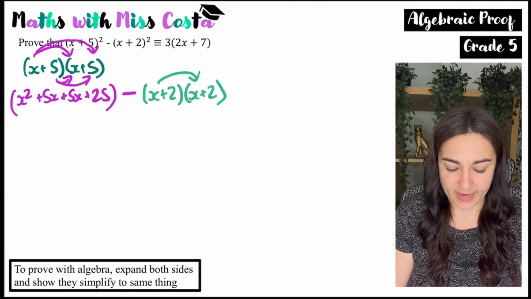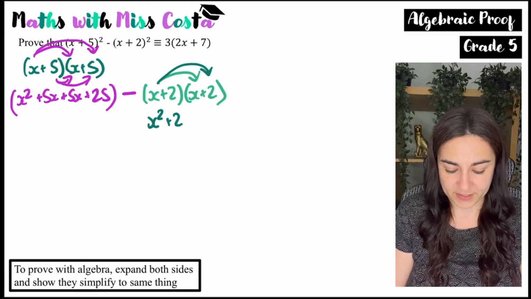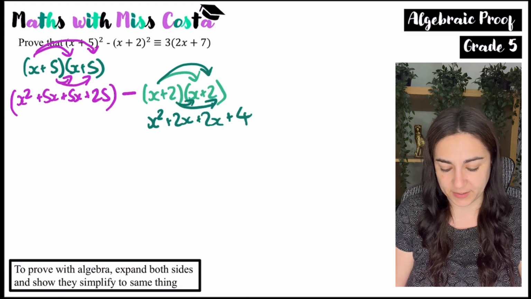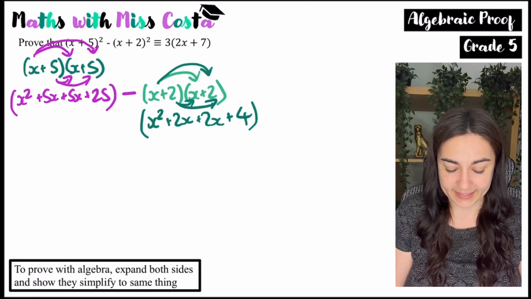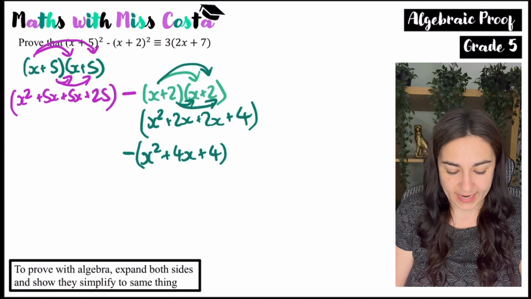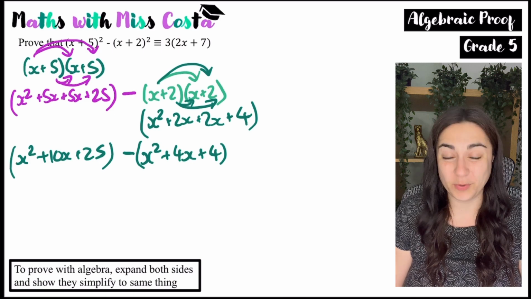So x times x is x squared. X times 2 is 2x, 2 times x is 2x, and 2 times 2 is 4. So I can simplify this to become x squared plus 4x plus 4. And I am subtracting this, and let's just simplify this as well. So it's important to bear that in mind.